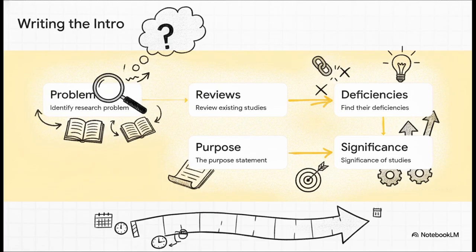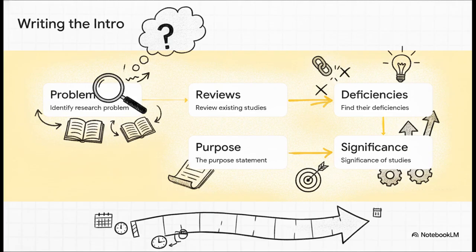Step 2, show the reviewed studies. This is where you prove you know your stuff by detailing what other scholars have already done to try and solve this broad problem. Step 3, point out the deficiencies in those exact studies. Here, you highlight exactly where those previous scholars fell short, what they missed, or what variables they flat out ignored. Step 4, explain the significance of the studies.